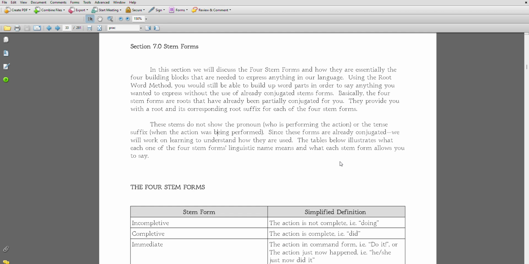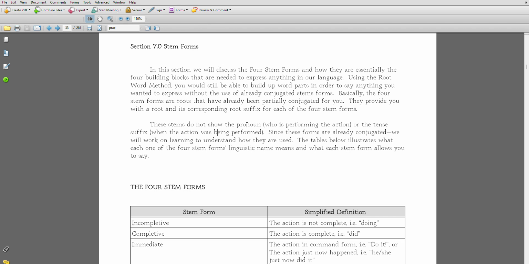Section 7, STEM forms. In this section, we will discuss the 4 STEM forms and how they are essential building blocks that are needed to express anything in our language. Using the root word method, you would still be able to build up word parts in order to say anything you wanted to express without the use of already conjugated STEM forms. Basically, the 4 STEM forms are roots that have already been partially conjugated for you. They provide you with a root and its corresponding root suffix for each of the 4 stem forms.